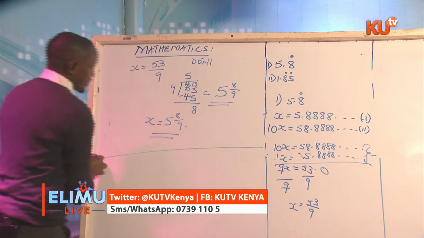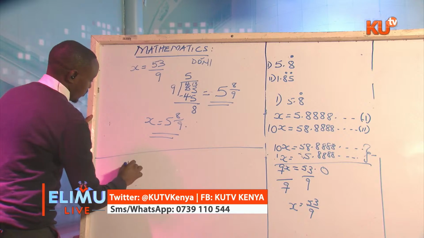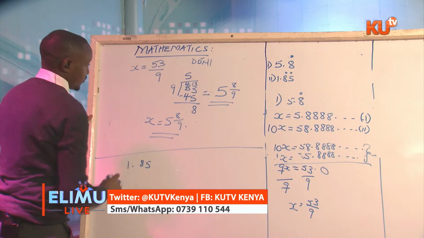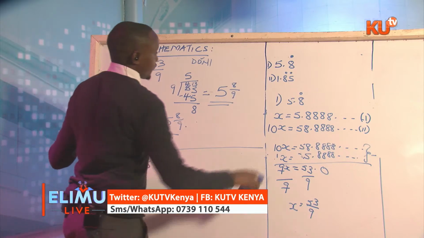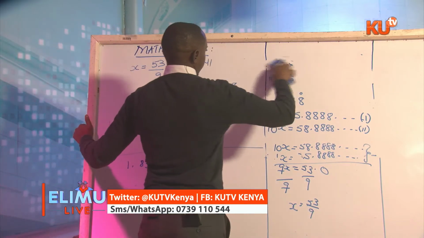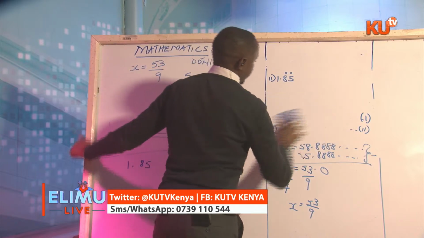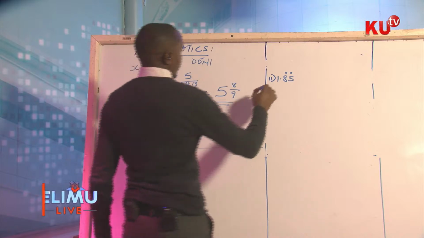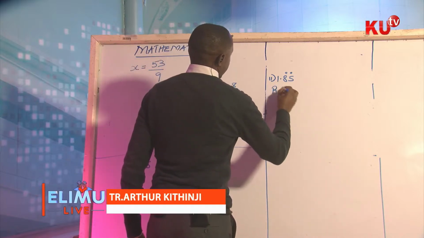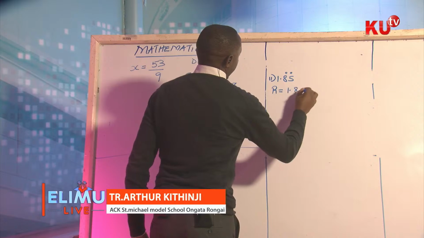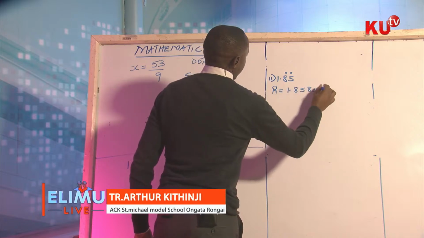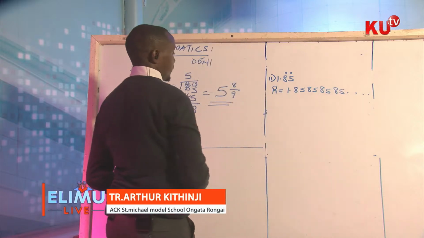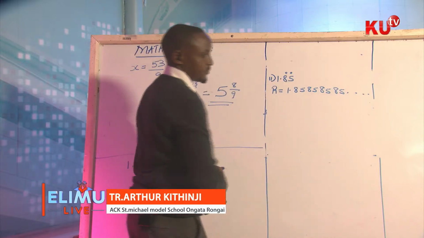Example 2 is 1.85, where 85 is recurring. So the first thing, we'll have our R as 1.85858585, like that. That means 8 and 5 are recurring.